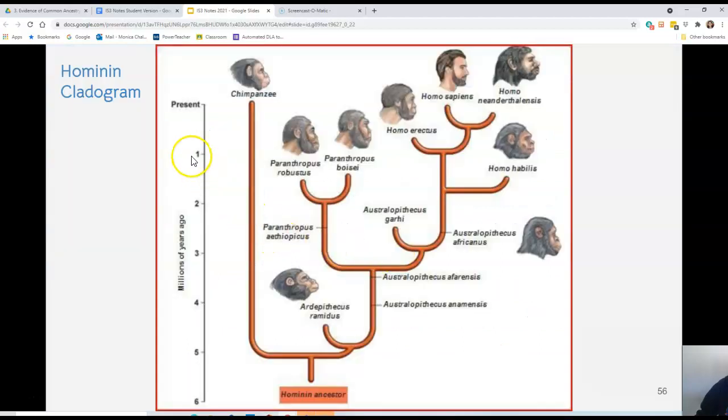Here's a cladogram, which you also refer to as a phylogenetic tree. And you can see the chimpanzee broke off and is our most closely related to Homo sapiens. These guys are all extinct. Neanderthals right here is also closely related to us, but is not around anymore. It is extinct.